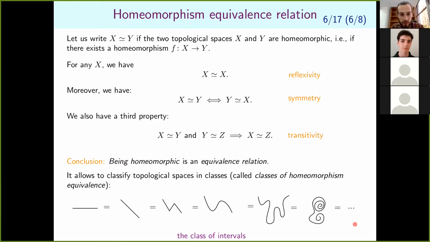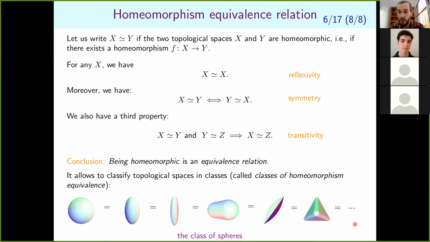So this was for spaces of dimension 1. We also have spaces of higher dimension, for instance, the spheres. The sphere of dimension 2 is a subset of R3, and this class contains all these deformed, twisted, bent spheres. And so an interesting question will be how to describe the different classes of topological spaces up to homeomorphism. Because if you can list and understand the different classes, you understood topology, right? Up to homeomorphism.